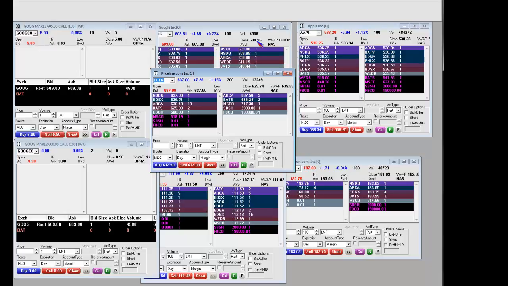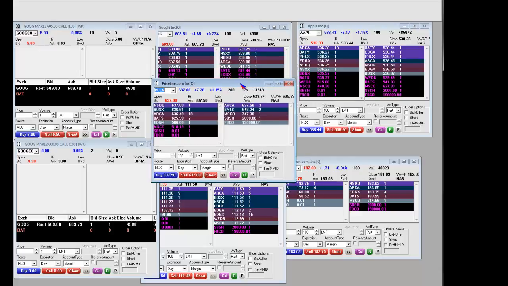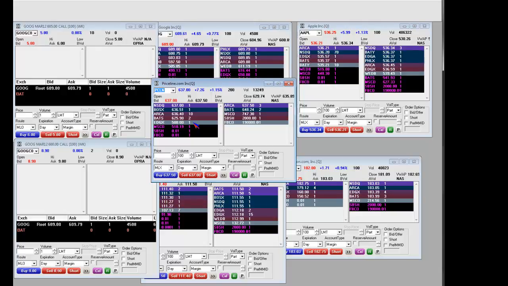609 bid on Google, close 604.96. Price line gap, close 629.74 to the bid of 637. And there's that one. And that was the bull reversal counter trend to yesterday's markdown.